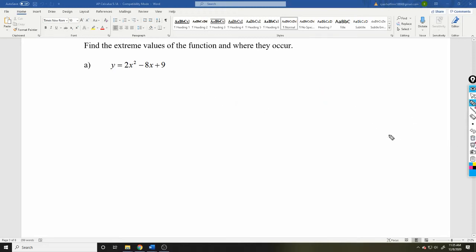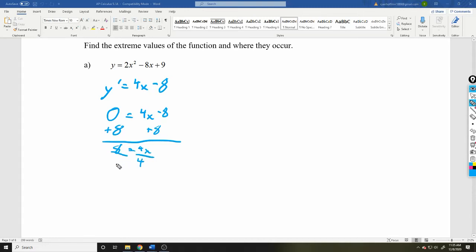And so let's follow our steps. Let's take our derivative. Derivative of 2x squared is going to be 4x to the first minus derivative of 8x is 8. And so we want to know when this is 0. Well, that's easy. We just add 8 to both sides, and then we divide by 4.